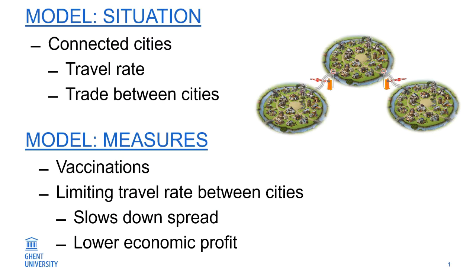Our model is based on the spread of a virus in a city that is connected to multiple other cities. The amount of interaction between the cities is characterized by travel rate, which is also related to economic profit by trade.